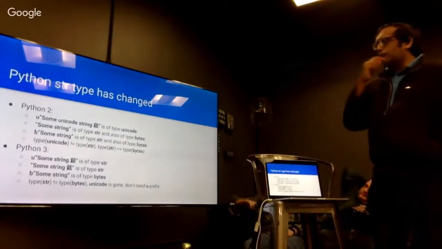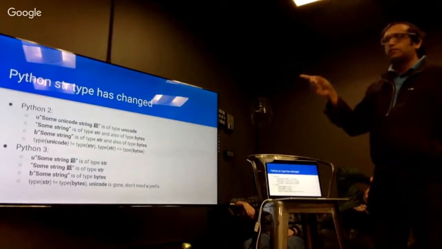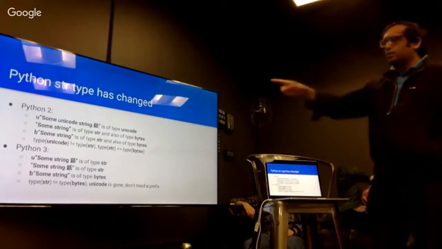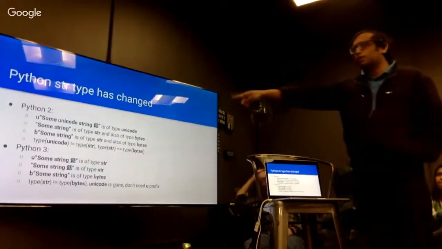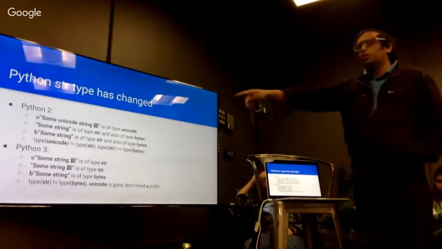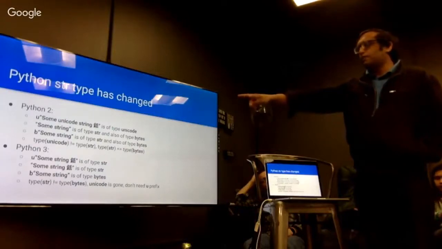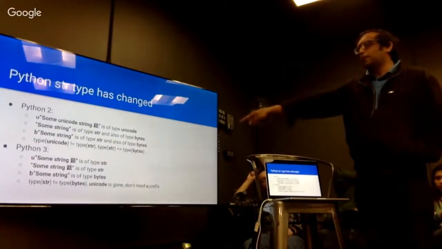And then, in my opinion, the biggest pain in the ass between Python 2 and 3 is the changing of strings. If you don't know, in Python 2, if you put a U in front of a string, that's Unicode. If you don't put a U or anything, that's a string of type str. But a str is also bytes. And if you put a B in front of the string, it's bytes, but it's also str. So Unicode is not the same as str, but a str is the same as bytes.